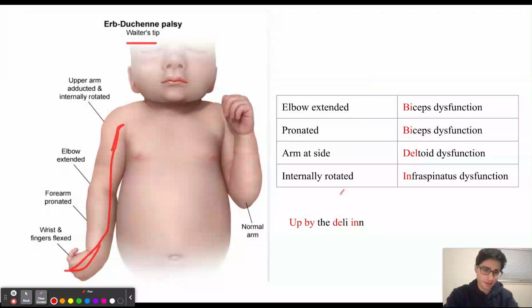Now, you can remember all the dysfunctions with the mnemonic "UP BY the DELI IN." Now, UP is going to be for the upper trunk, BY for the biceps, DELI is for the deltoid dysfunction, and the IN for the infraspinatus dysfunction.